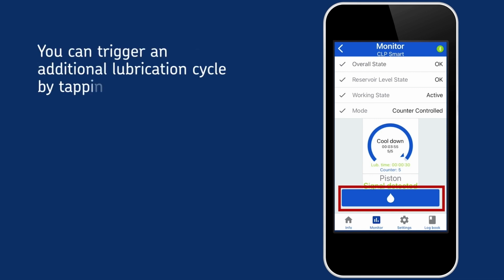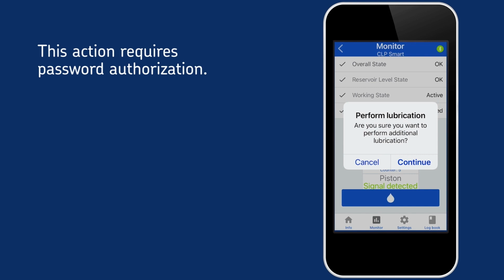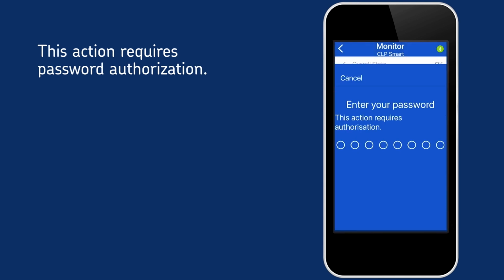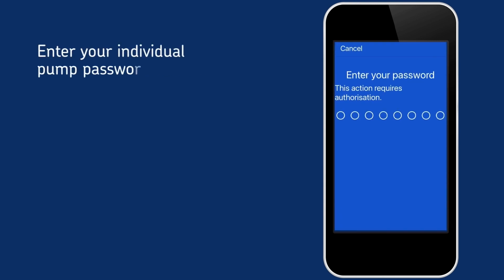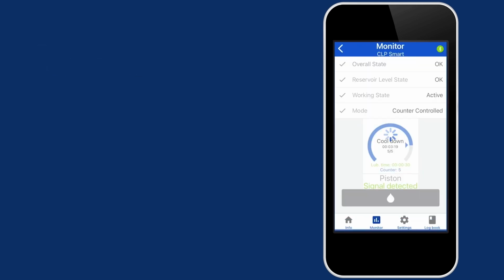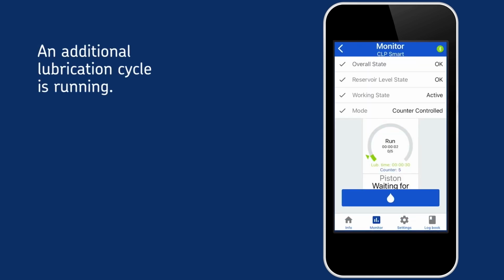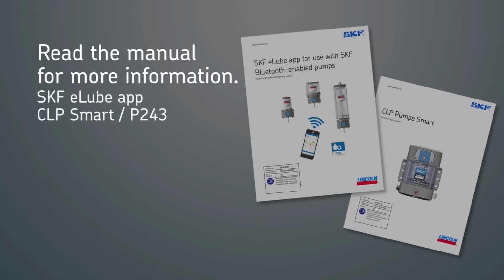You can trigger an additional lubrication cycle by tapping on the drop icon. This action requires password authorization. Enter your individual pump password. An additional lubrication cycle is running. Read the manual for more information.